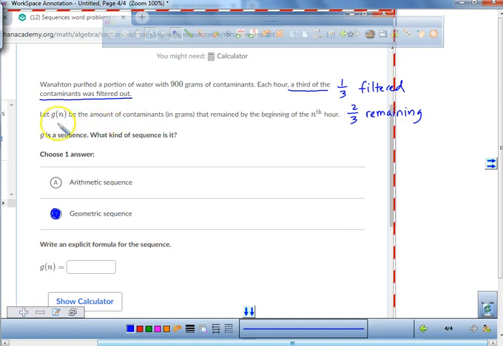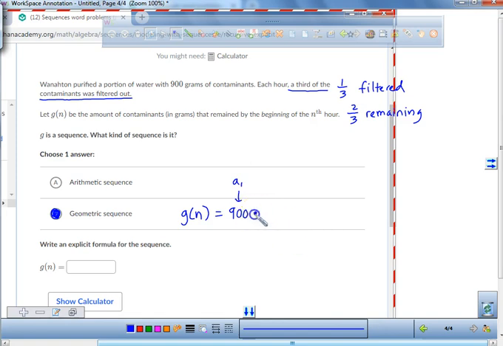So it says let G of n be the amount of contaminants in grams that remain by the beginning of the nth hour. Okay, so by the beginning of the nth hour. So we're going to write right here, G of n equals, now what did we start with? We start with 900 grams of contaminants. That's like a lot of contaminants. That's what we're starting with. So that right there, that's our beginning, that's our A1.